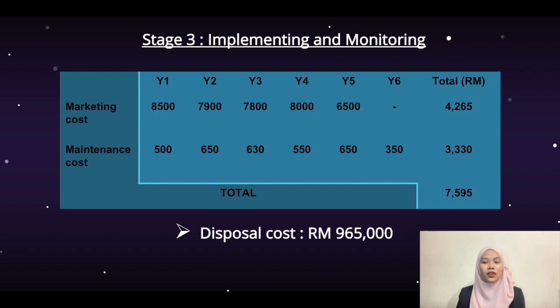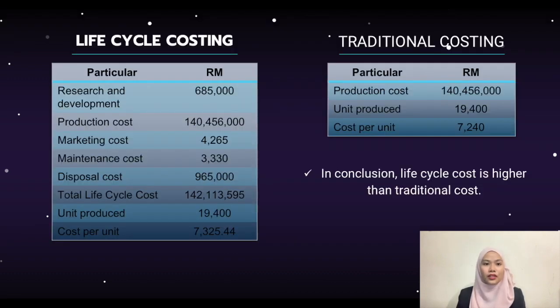As for stage 3, Pepati Pusaka incurred marketing costs and maintenance costs. The total of the cost is 7,595. So the disposal cost is 965,000. So the calculation for the life cycle costing is the sum of all costs, including R&D, production costs, marketing costs, maintenance costs, and disposal costs.